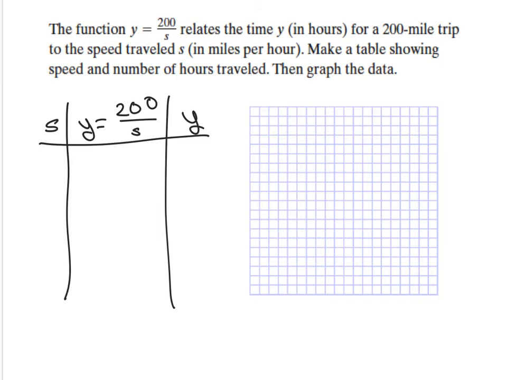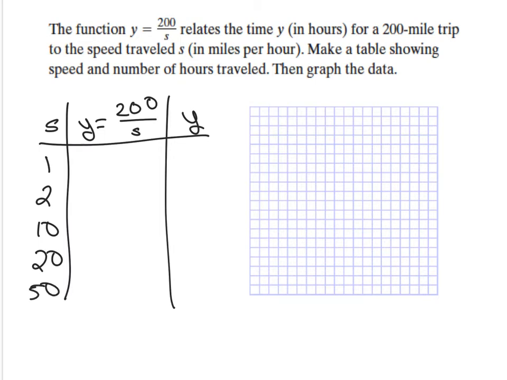So we're going to start by looking at different things that we could divide by 200. Think about this. Should I be dividing by 0? What does that mean? If I divide by 0, it's undefined. So 0 is not a good number to put in for s. 1 could be a good number. 2 could be a good number. 10 could be a good number. 20 could be a good number. 50 is another good number.